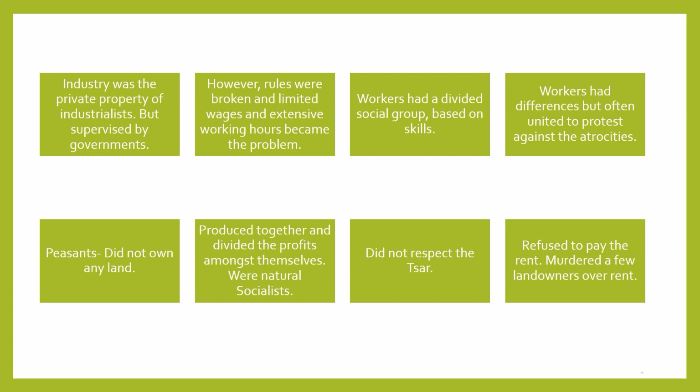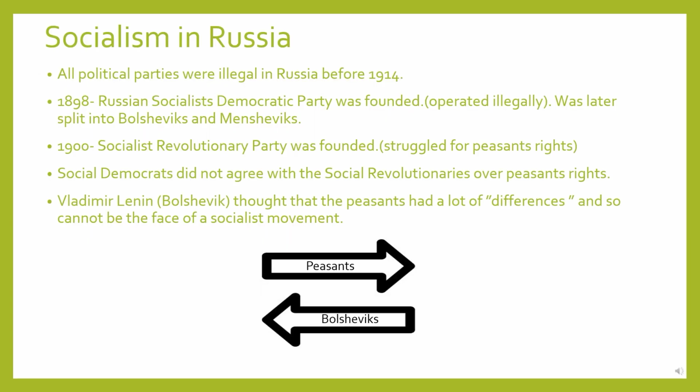So now we've spoken about the workers. Now let's talk about another set of people, the peasants. The peasants were an interesting lot. They did not own any land, nor did they respect the Tsar. The other interesting fact is that they produced together and divided the profits among themselves. This made them natural socialists. Something very striking about them is that they were also people of free will. They refused to pay the rent and also sometimes murdered a few landowners over rent. Yes, they were very interesting people.